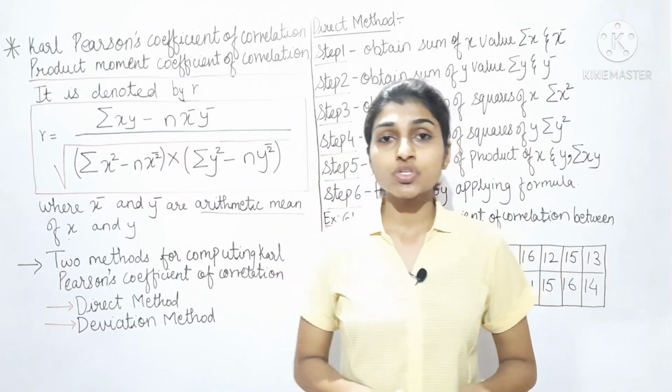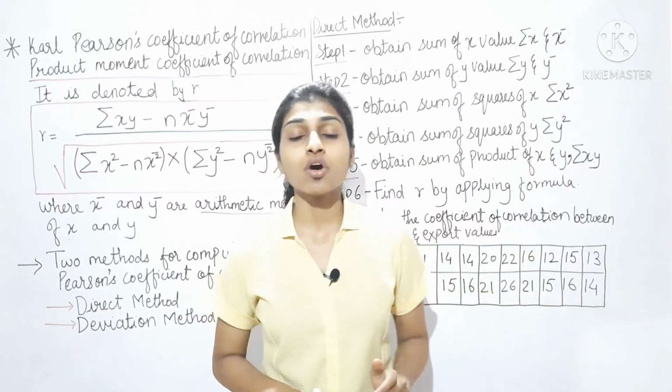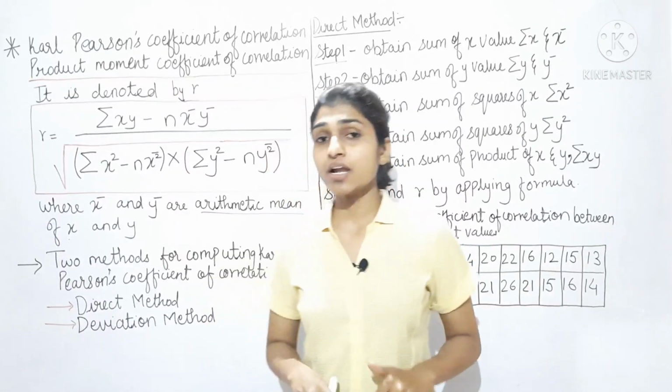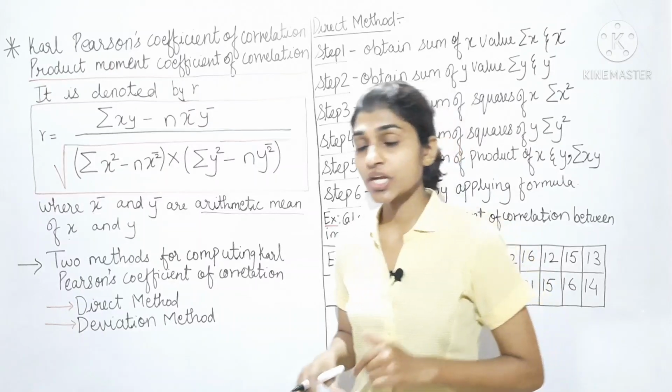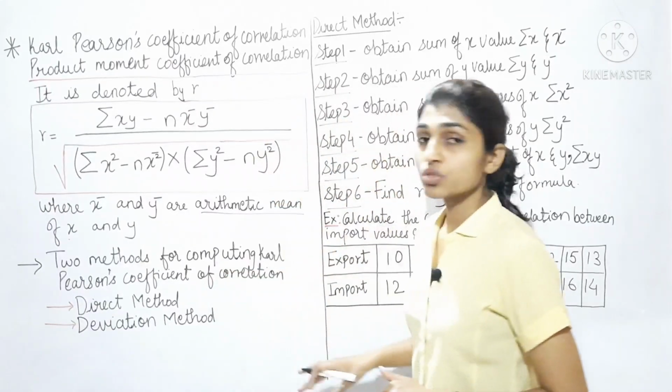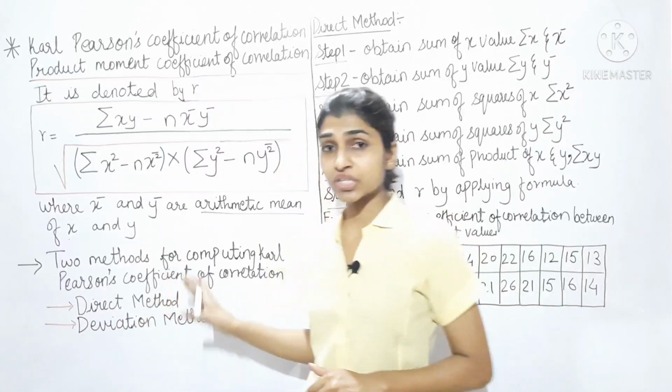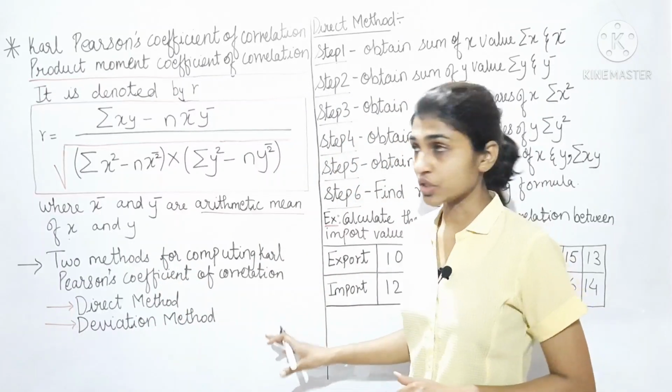The link to the last lecture, part 1, you will find in the description box. So this is the second lecture on the topic correlation and regression. Today we are going to talk about the Karl Pearson coefficient of correlation. This is one of the methods to find the correlation.